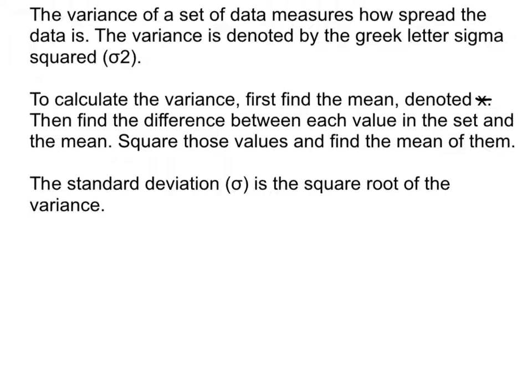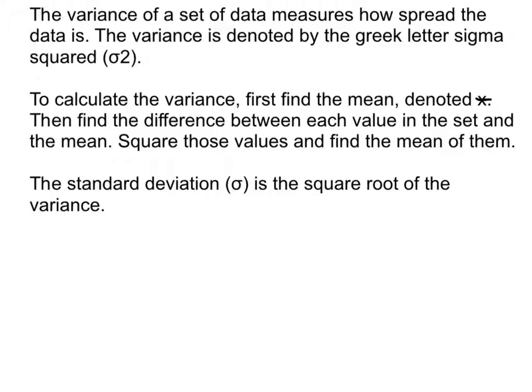Okay, we denote variance by using the Greek letter sigma, which is squared, and you can see that right here. That's what that looks like, the sigma squared. To calculate the variance, we're going to find the mean first. We use an x bar. That's just the letter x with a bar over top of it, and that represents the mean. We're going to find that first.